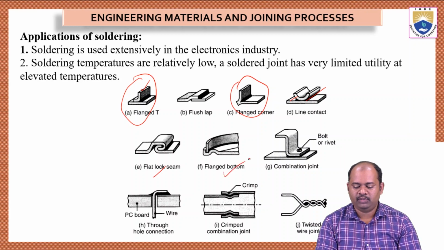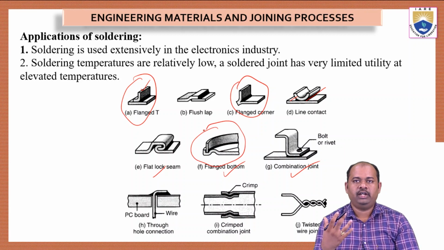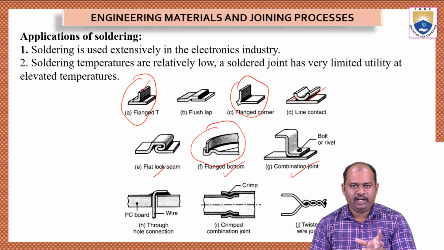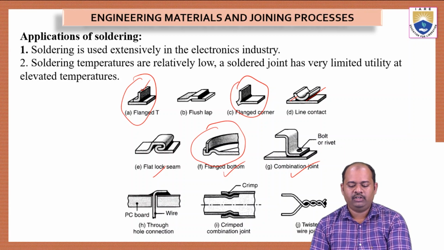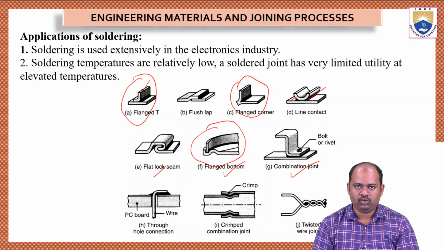And then we have flanged bottom combinations. So this flanged bottom is a joint which is used in the preparation of cans. The drink cans and food cans are made using this flanged bottom. The bottom plate is flanged with this solder.